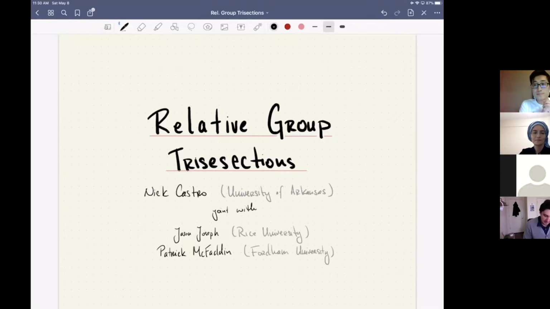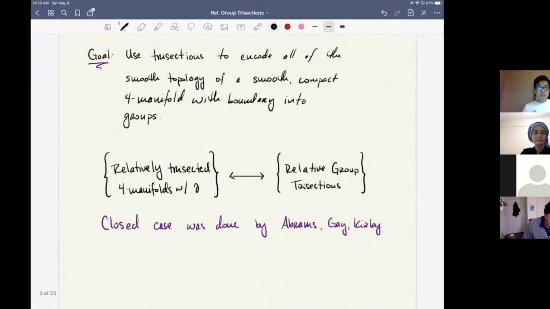Very happy to speak. So I'm going to tell you about these things called relative group trisections, and everything I'm going to talk about is joint with Jason Joseph and Patrick McFaddin. So the idea is we want to use these things called trisections of four manifolds to encode all the smooth topology of a four manifold with boundary into group theoretic data. And this was done in the closed case already by Aaron Abrams, Dave Gay, and Rob Kirby.